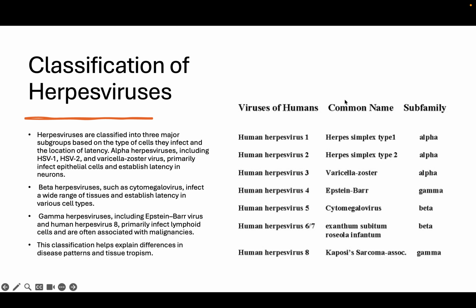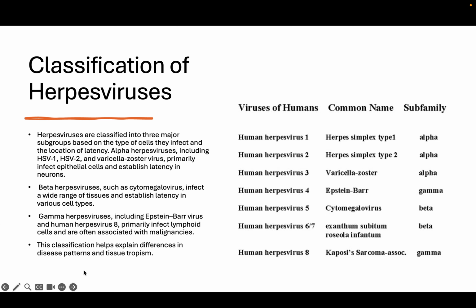Then you have the beta herpes viruses. These are cytomegaloviruses. Cytomegaloviruses are quite weird in a sense. They will infect all different types of cells. So it's a wide range of tissues that they can infect.